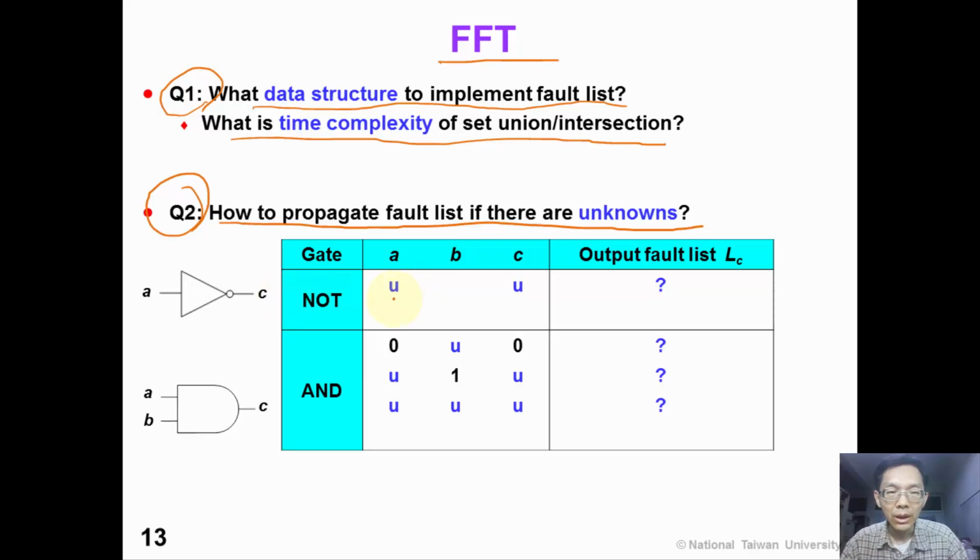For example, if A is an unknown for the inverter input, what would the output fault list LC be? For this AND gate, if any of the inputs is unknown or both of the inputs are unknown, what would be the LC? These are two interesting questions for you to think about.